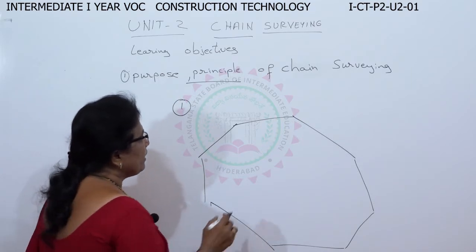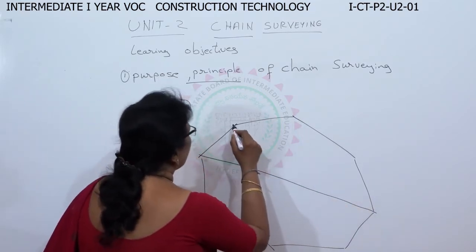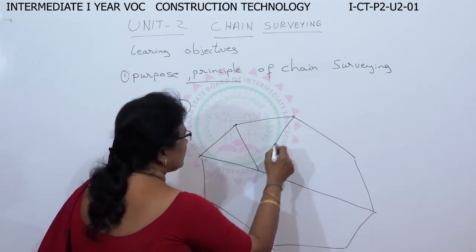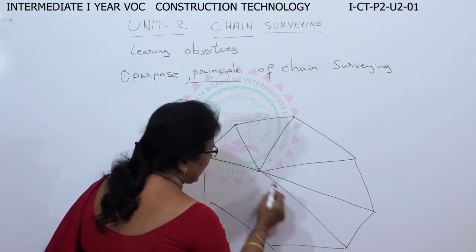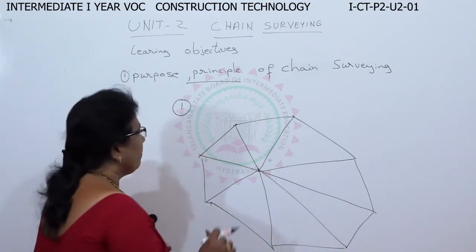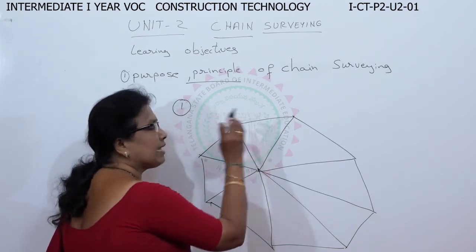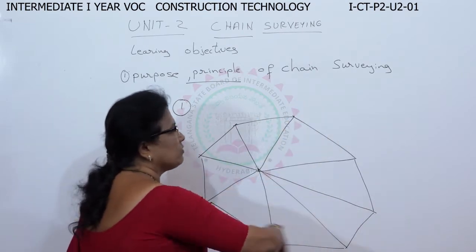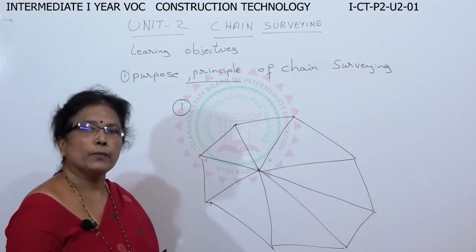So what you do here is, you just take one baseline like this, and you divide these parts into a number of triangles like this. So each part is divided as a triangle. Then for this part we will take the measurements and calculate the areas. Afterwards we calculate the whole area. This is called working from whole to part.